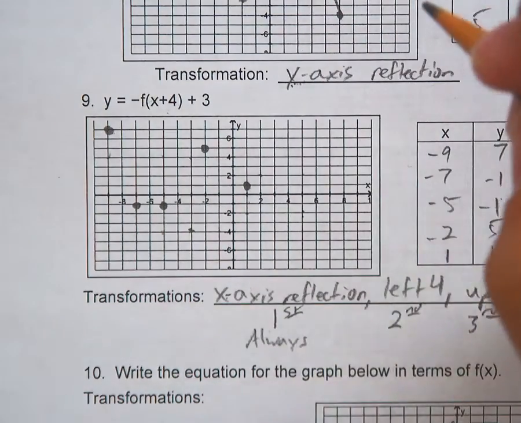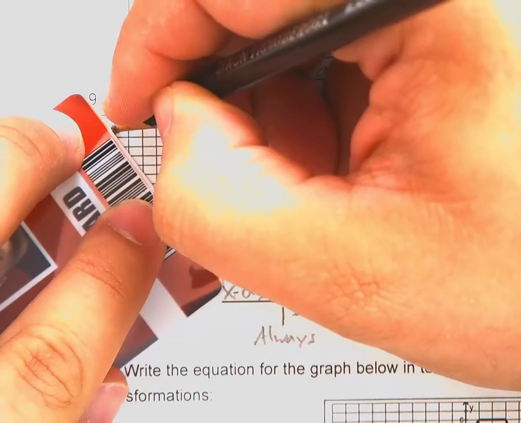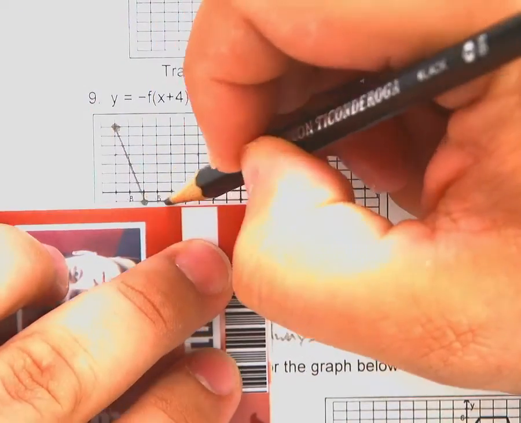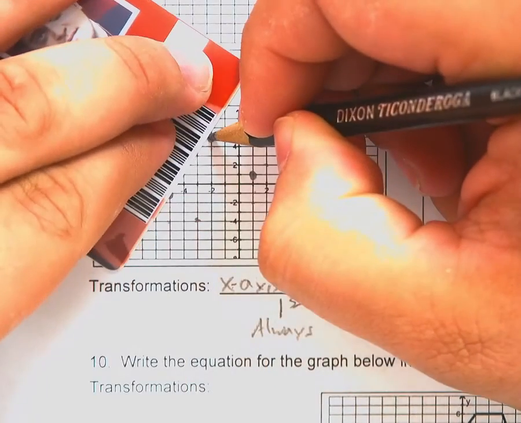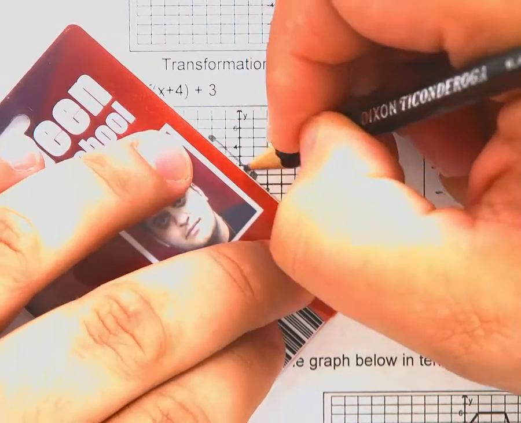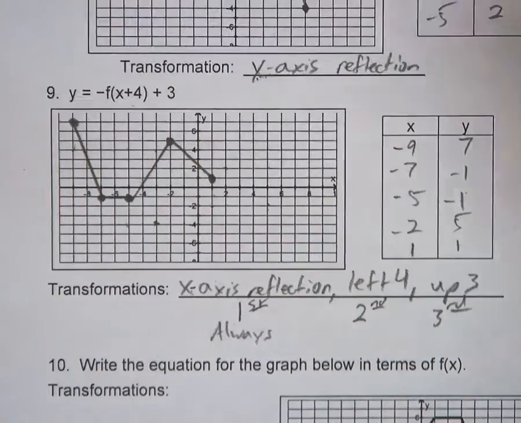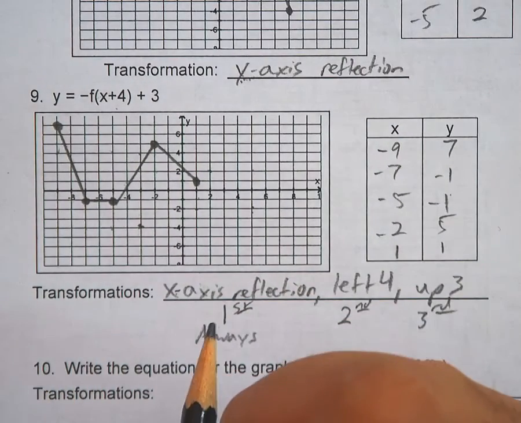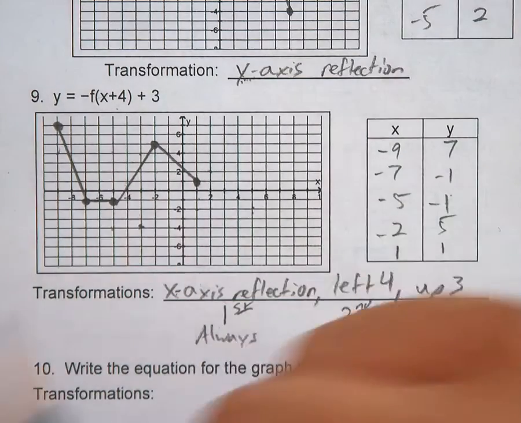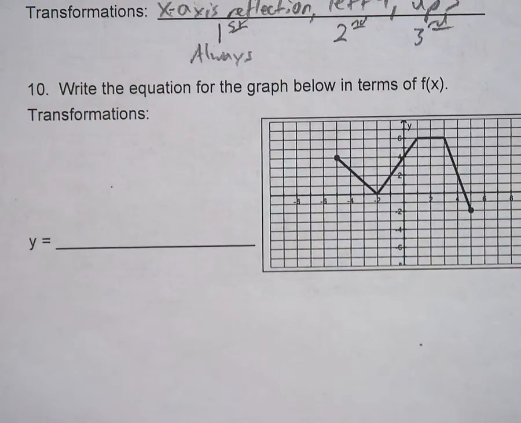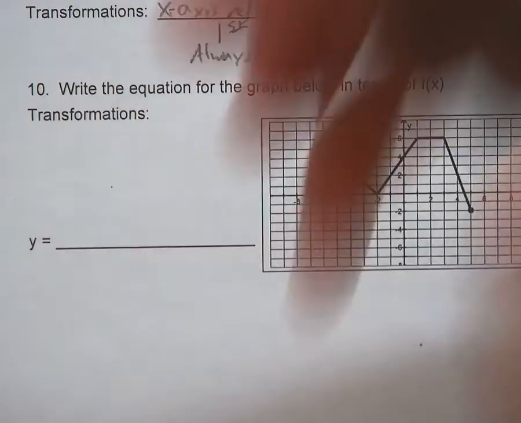Here we go. Draw it. Okay. Alright, so first, when you're looking at these, always do the reflections. So I saw it was a reflection, I'm going to do that first. Okay. Now comes the interesting part: writing the equation. Well, you know you always start out with y equals f of x, right?